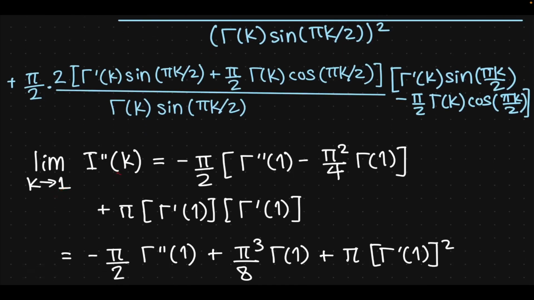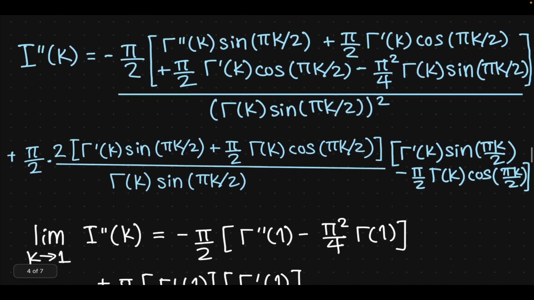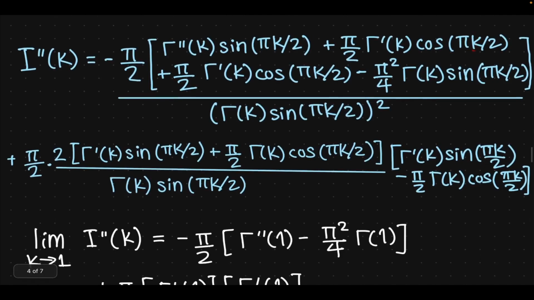So when we take the limit, you will see that all the terms with the cosine in it will vanish, because cosine of pi k over 2 when k goes to 1 is cosine pi over 2, which is 0. So when we take the limit as k goes to 1, we just have to look at the terms with the sine in them, because the sine will go to 1 and also the gamma of 1 is 1.